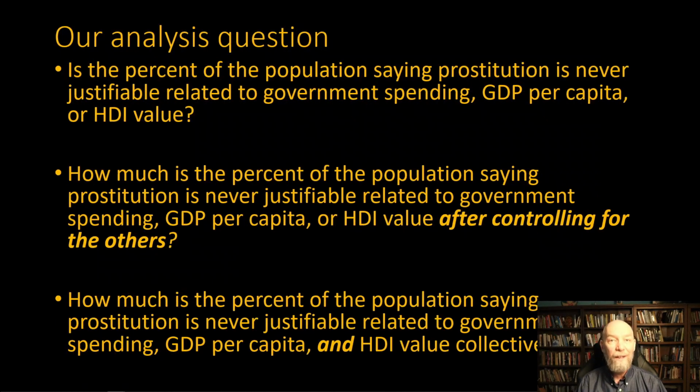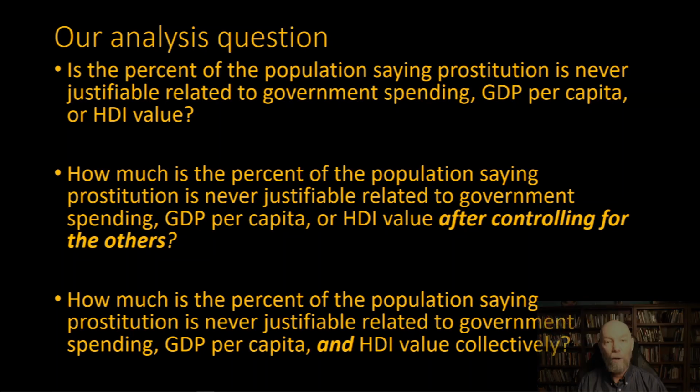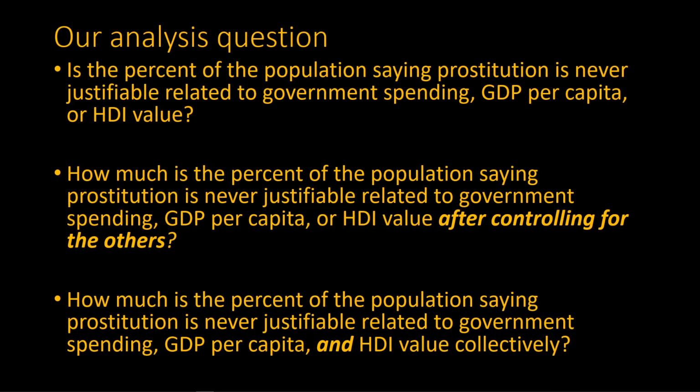I'm going to start with these analyses questions. I'm going to start with, is the percent of the population saying prostitution is never justifiable related to government spending, GDP per capita, or Human Development Index value? Then, how much is the percent of the population saying prostitution is never justifiable related to government spending, GDP per capita, or HDI value after we've controlled for the other independent variables? And third, how much is the percent of the population saying prostitution is never justifiable related to government spending, GDP per capita, and HDI collectively?